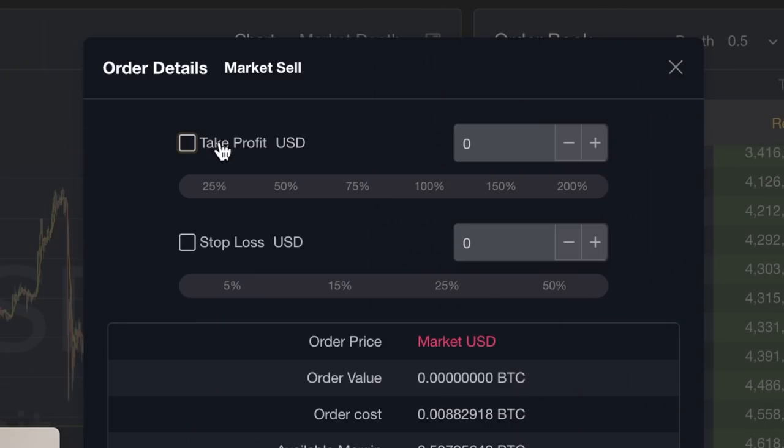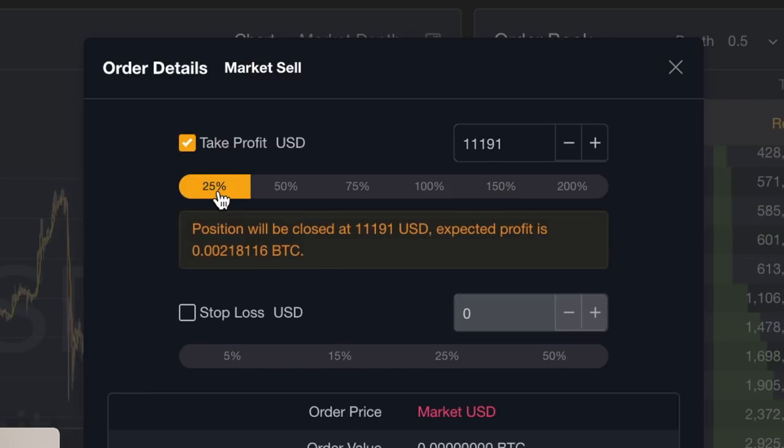Now this is what you will see, and this is a feature that Bybit has, and you don't need to use this, but it's actually a very nice feature where if you click here, you can press 25%. When you are 25% in profit on your trade, Bybit will exit your trade and you will be taking profit.